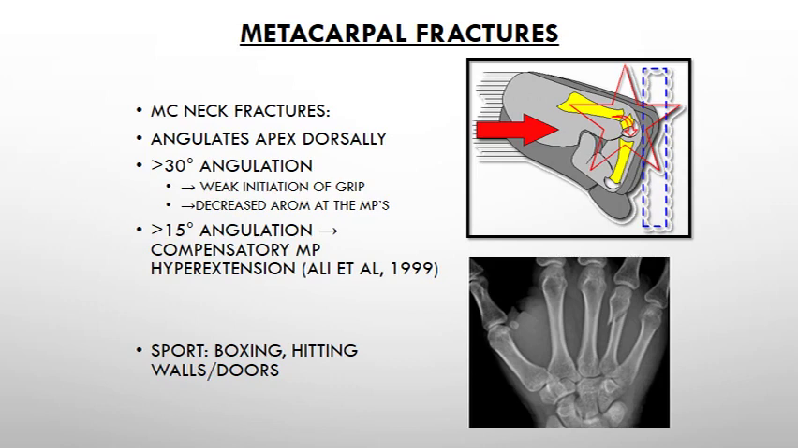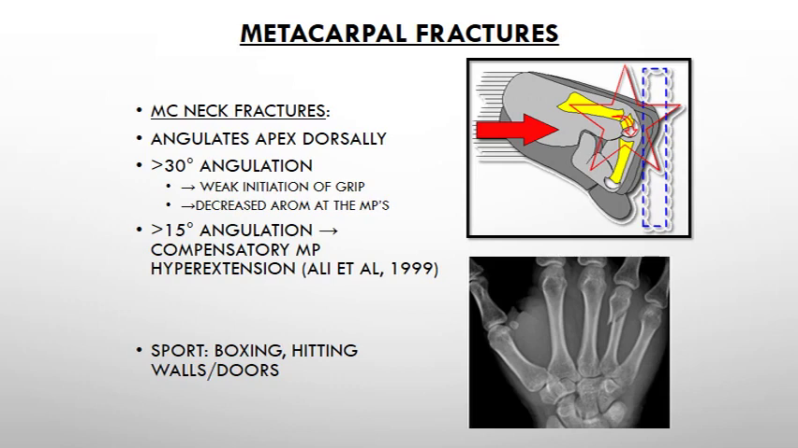So this is a Boxer's fracture. Boxer's fracture is the fifth metacarpal neck fracture. That occurs when a person hits their fist against an object, or even in motor car accidents. So the angulation can be where the apex angulates dorsally and the head moves down.